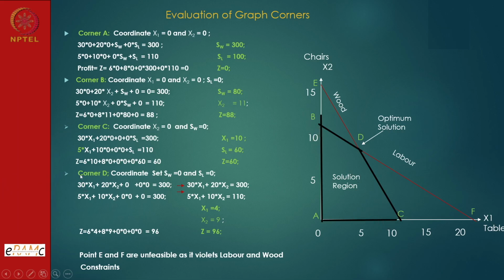Now, corner D. Corner D is where? Corner D is here. So, corner D, SW is equal to 0 and SL is equal to 0, because we do not know these two values, but we know x1, x2 values. Okay. So, for coordinate 30 x1, 20 x2, 0, 0 and 300. So, 30 x1, 20 x2, and again here x1, x2 is there. So, 5 x1, 10 x2 is equal to 110. So, x1 is 4, x2 is 9, and Z is equal to 96.